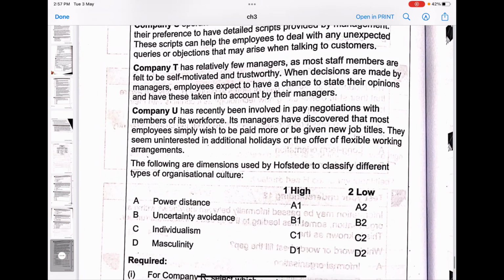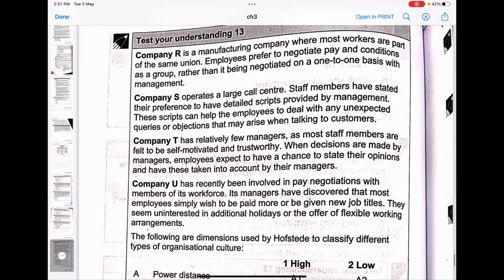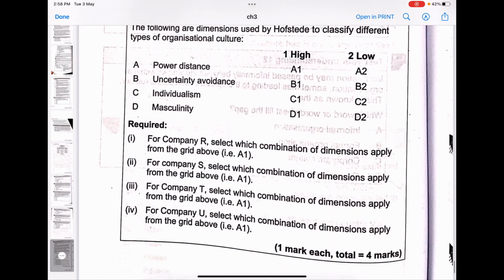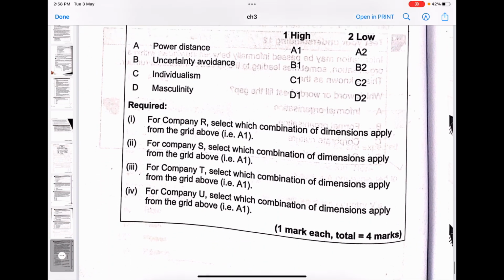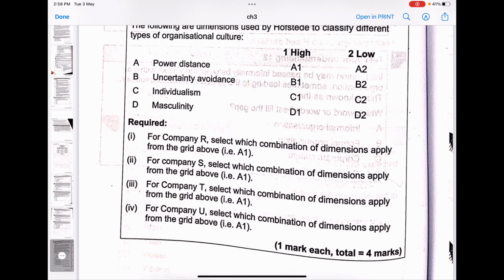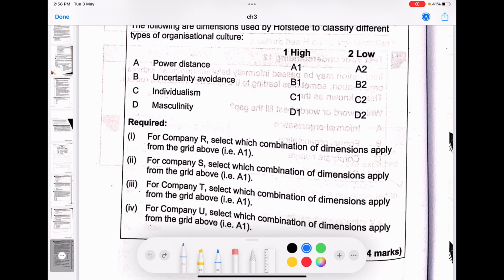Test your understanding 13. This is a longer one. Read it carefully, then I'll discuss the answer. Pause the video and answer it. I'm writing the answers down here. C2, B1, A2, D1.